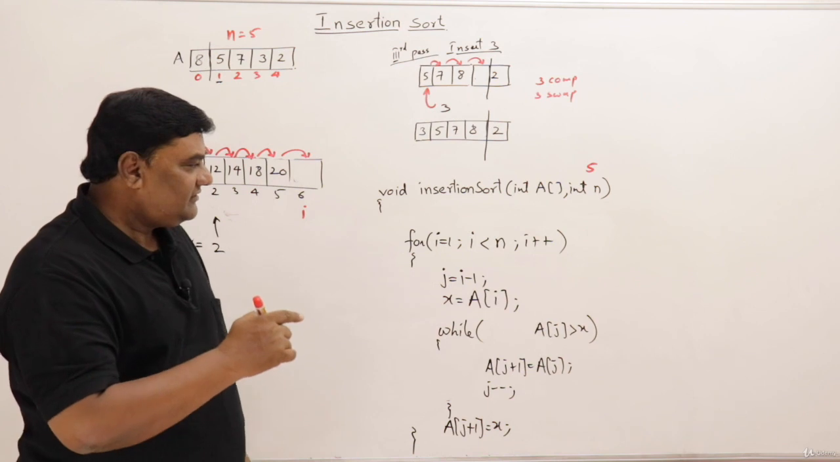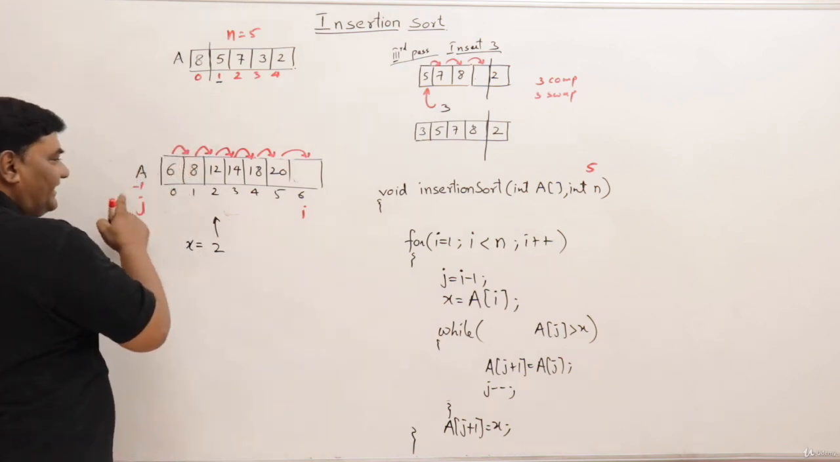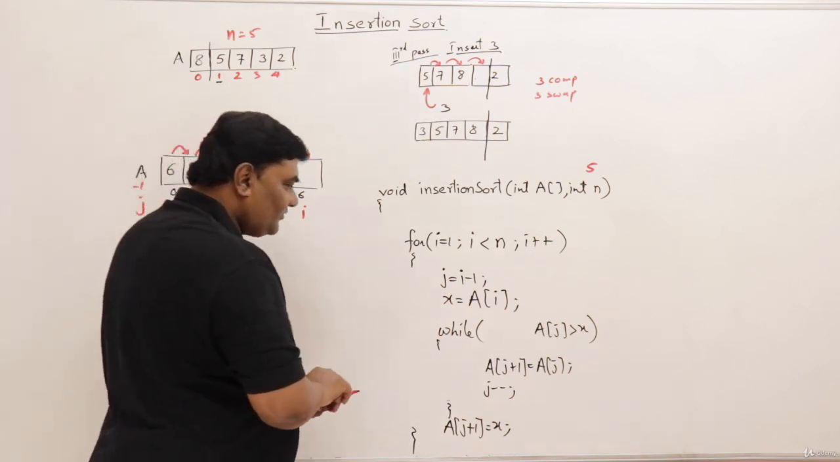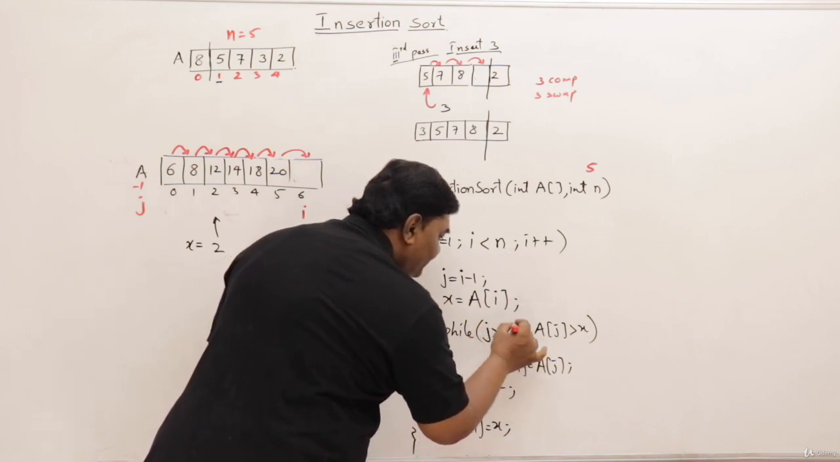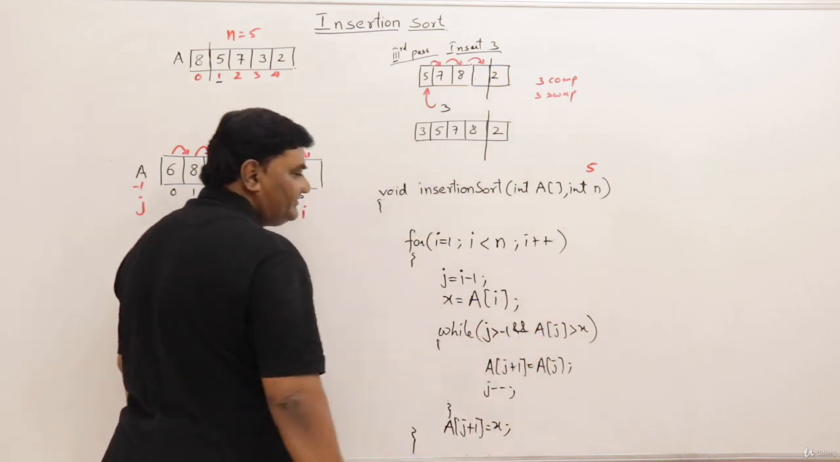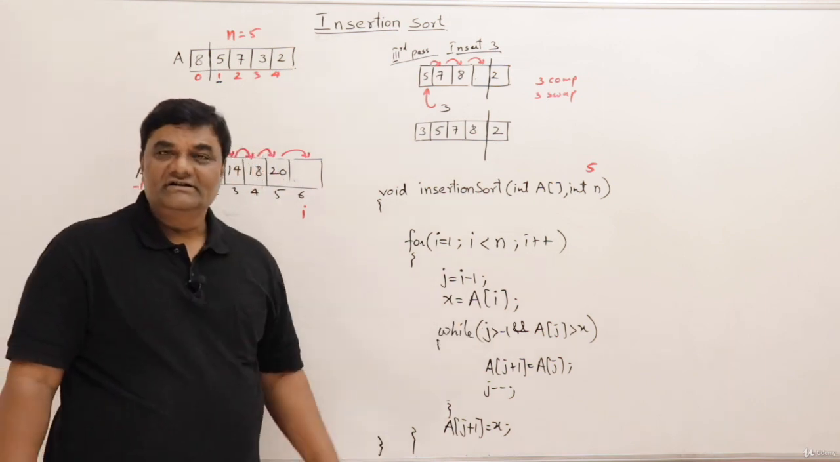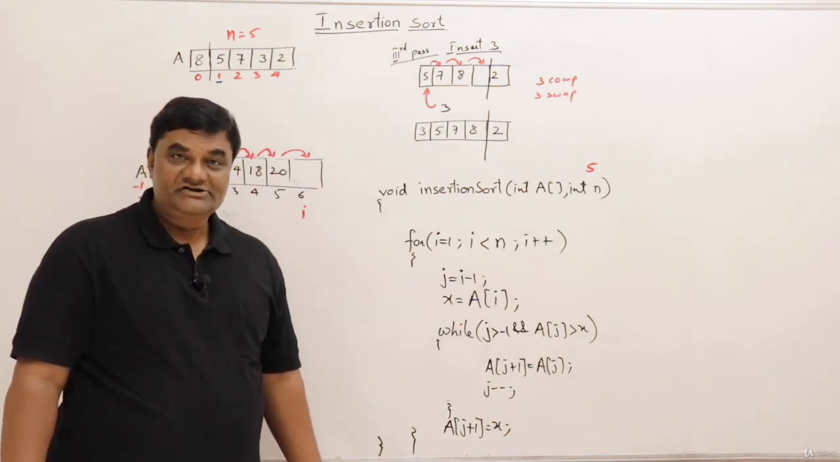This means continue as long as j is greater than minus 1. So one more condition I should write down: j greater than minus 1 and this condition. So this is the algorithm for insertion sort.